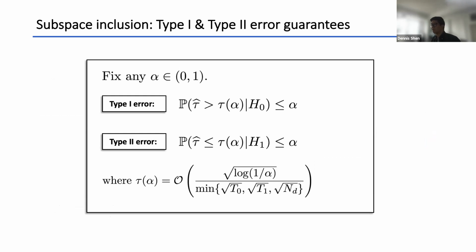And using our test statistic, we can then control both the type 1 and type 2 errors. That is, for any significance value alpha, both errors occur with probability at most alpha, and our critical value vanishes with increasing data. And before I move on to the empirics, I just want to briefly mention that the exact constants of this tau can be found in the paper, as well as two other notes on how to compute it. One is an exact computation, and the other is a complementary practical heuristic.